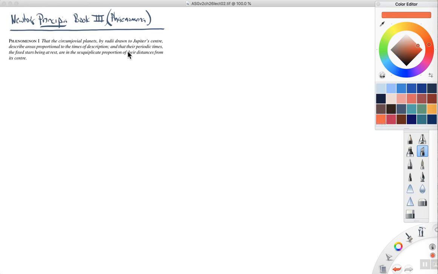So what does he first of all mean by the circumjovial planets? That's the subject of this sentence. Circum means around, and Jove is another name for Jupiter. So the circumjovial planets are the little planets that are going around Jupiter. We now know them as Jupiter's moons. At the time that Newton is writing this, they had just been discovered by Galileo.